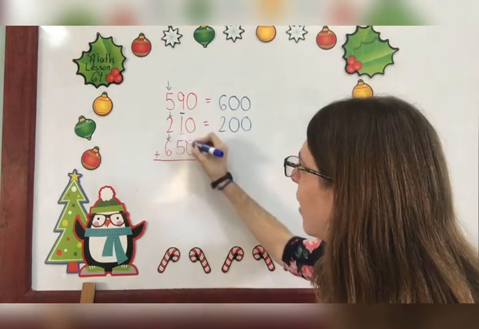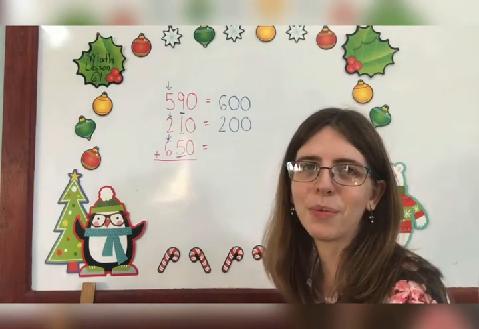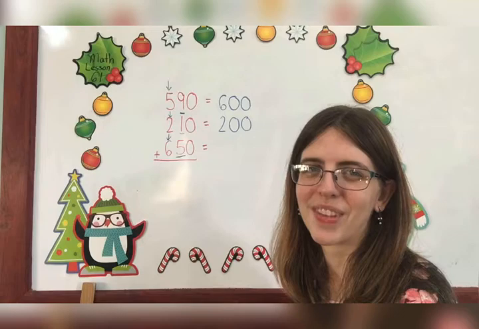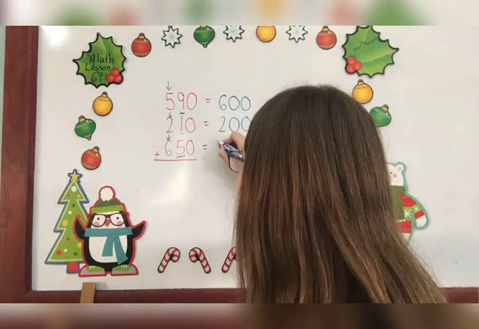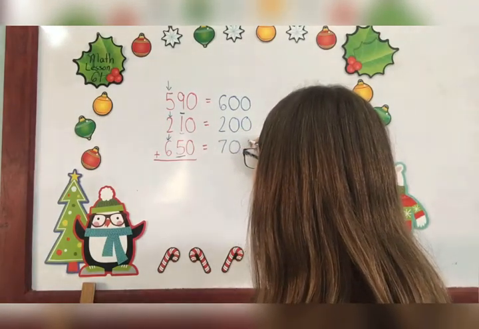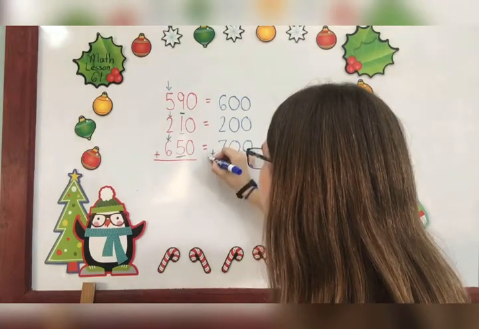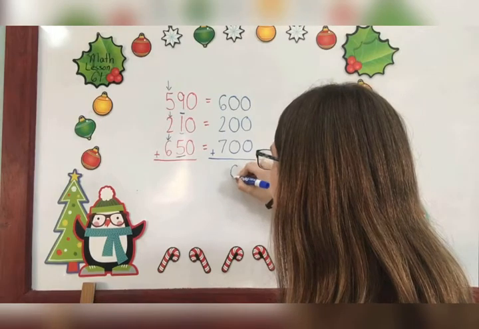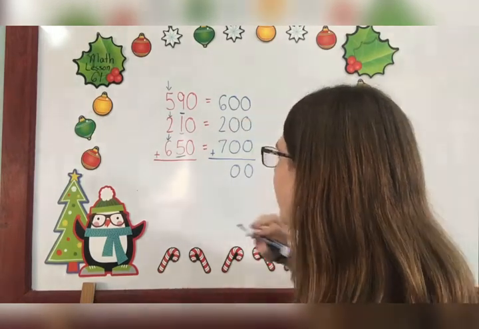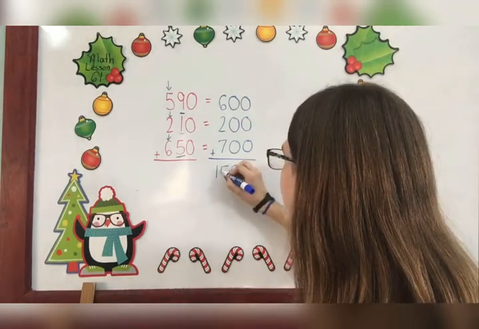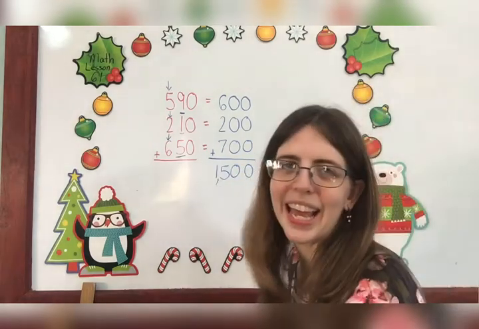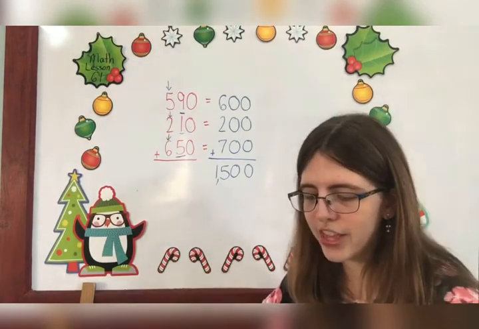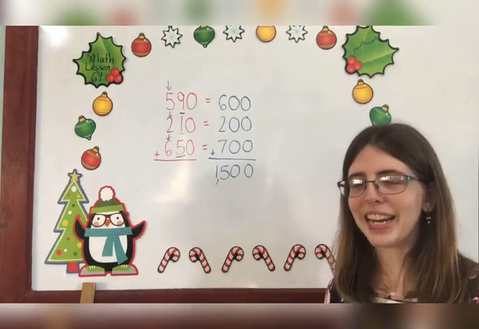650. I'm rounding the 6. I look at the 5. What does it round to? 700. Excellent. Now I add it together. All of my zeros are 0. 6 plus 2 is 8. Plus 7 is 15. So my estimated answer is 1,500. You do not need to solve this problem, just the estimated answer.